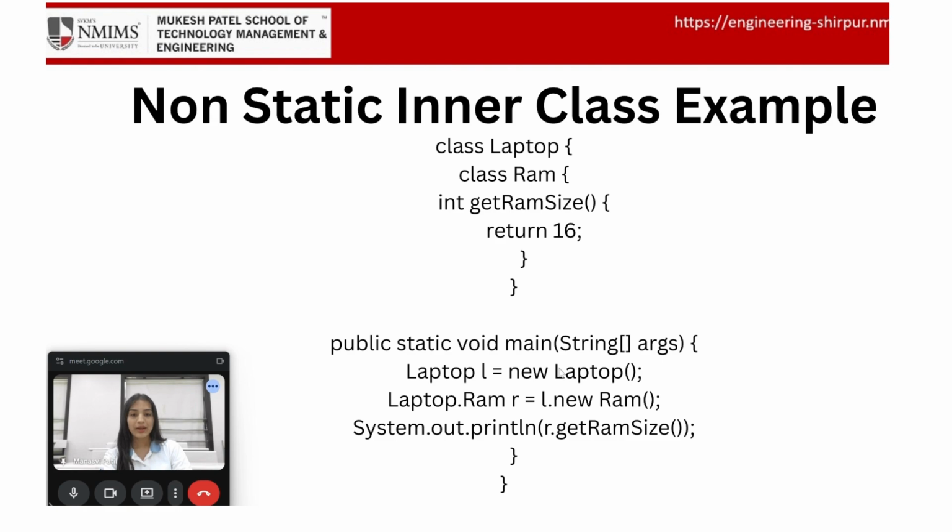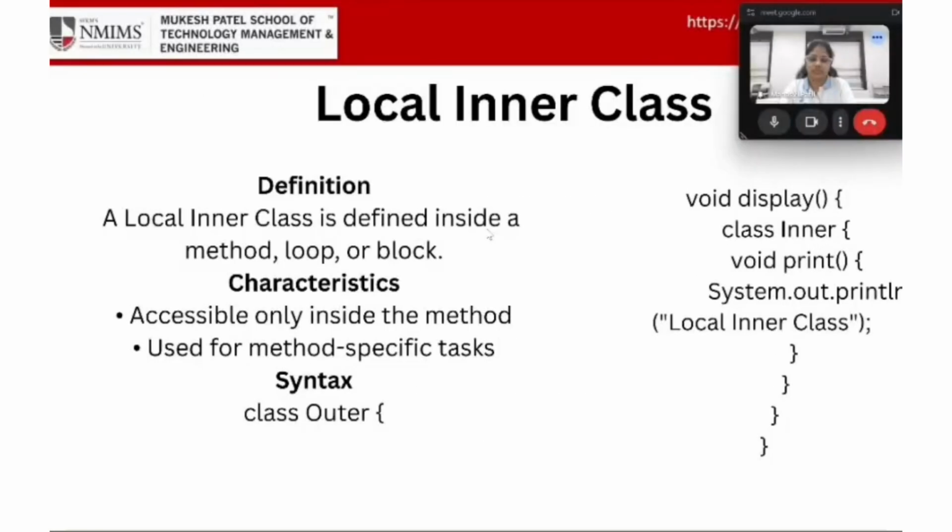So over here, Laptop l is equal to new Laptop. We created an object. Then we create the inner class object using this: Laptop.RAM ram is equal to l.new RAM. This syntax shows that the inner class depends on the outer class object. Finally, we call this method and we print the RAM size.